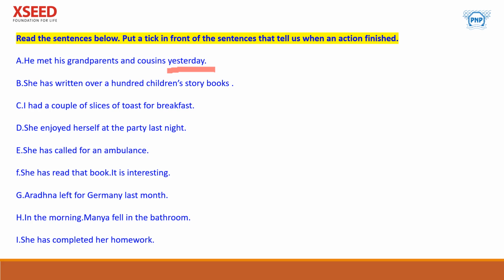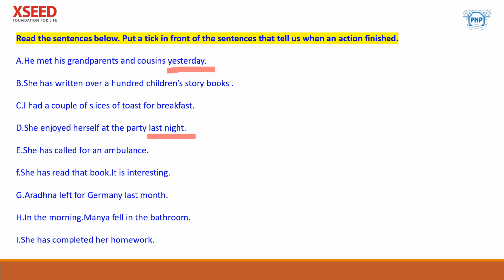Okay, or finished. She has written over 100 children's storybooks. Here they have not mentioned any such thing. I had a couple of slices of toast for breakfast. Here also they have not mentioned. She enjoyed herself at the party last night. When? Last night. She has called for an ambulance. In this sentence, they have not mentioned when the action finished.